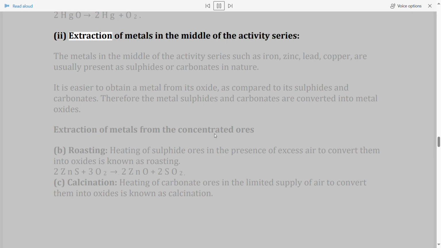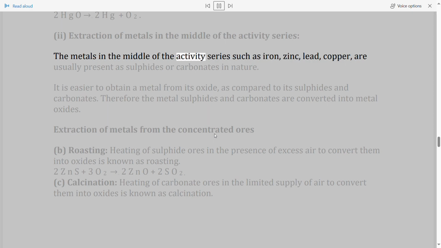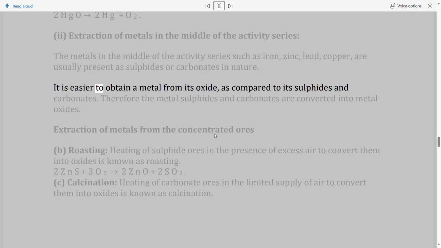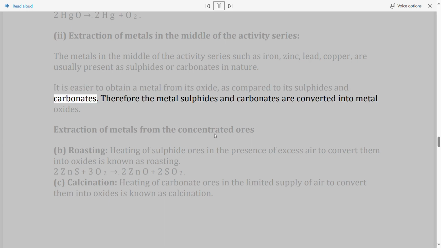2. Extraction of metals in the middle of the activity series. The metals in the middle of the activity series, such as iron, zinc, lead, copper, are usually present as sulfides or carbonates in nature. It is easier to obtain a metal from its oxide as compared to its sulfides and carbonates. Therefore, the metal sulfides and carbonates are converted into metal oxides.